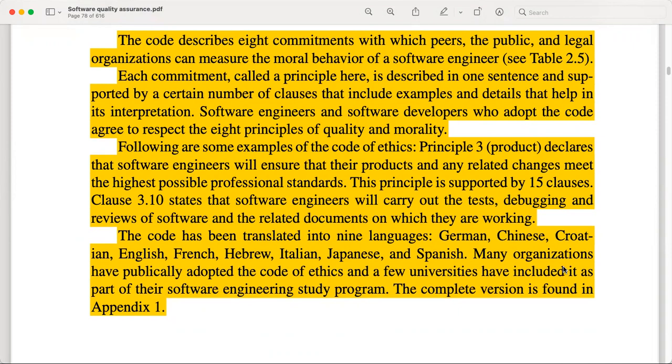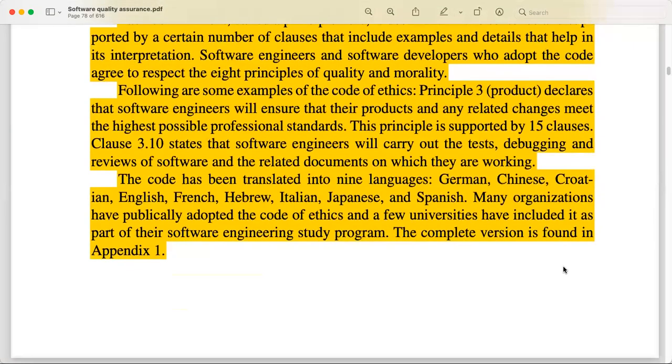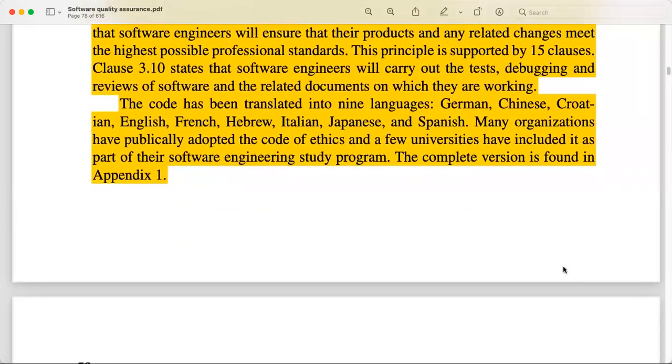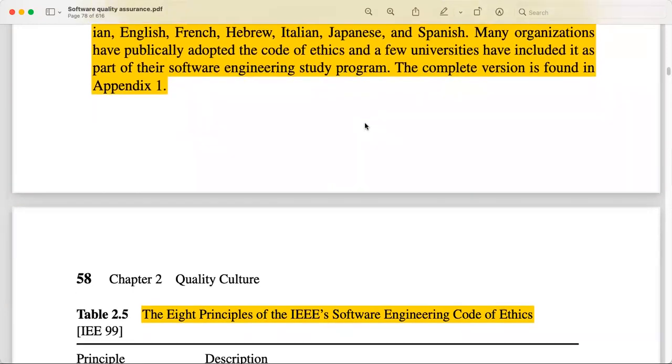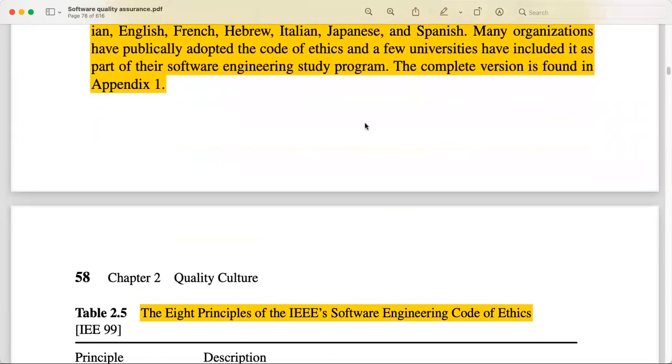Following are some examples from the code of ethics. Principle 3, which is the product, declares that a software engineer will ensure that their product and any related changes meet the highest possible professional standard. The principle is supported by 15 clauses. Clause 3.10 states that software engineers will carry out tests, debugging, and reviews of software and related documents on which they are working. The code has been translated into 9 languages, many organizations have publicly adopted the code of ethics, and a few universities have included it as a part of their software engineering study program.